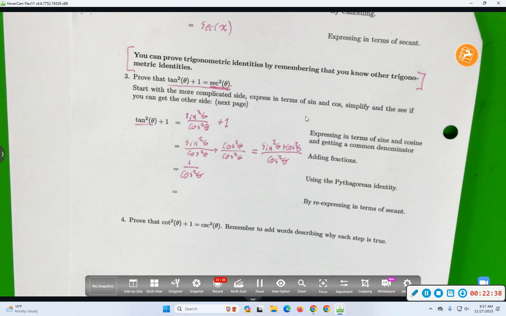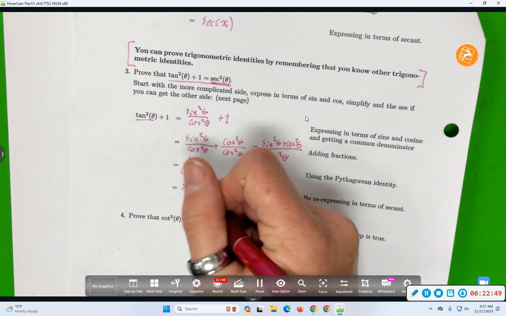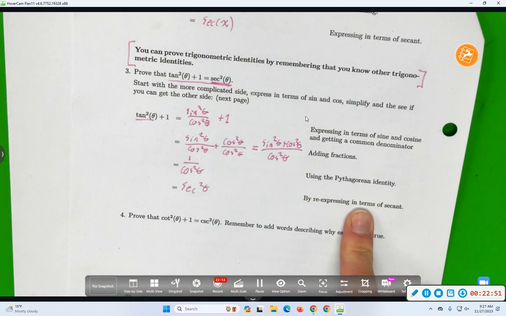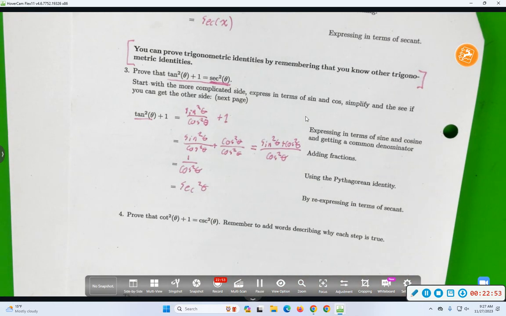I want to get a secant squared on the other side. Do I have a secant squared on that side? Yeah, 1 over cosine is secant. So by re-expressing in terms of secant, we get exactly what we wanted. That proves the identity is true.